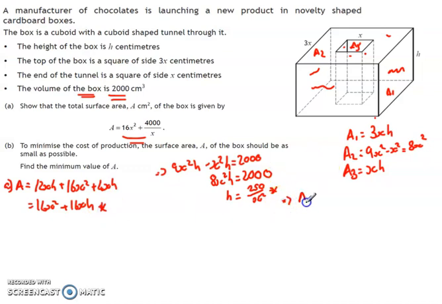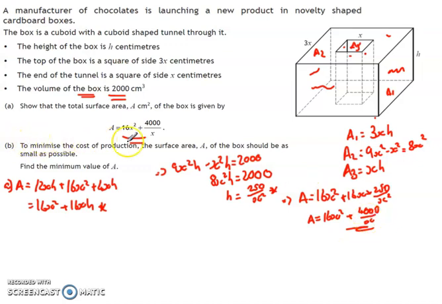Based on that, I can then say fine, so my area A is given by 16x squared plus 16x times 250 over x squared itself. When we simplify this, x and x cancel out here, leaving me with an x on the bottom, and 16 times 250 is 4,000, so I get 16x squared plus 4,000 over x, just as we wanted in the question. So there we go, I've shown the total surface area.